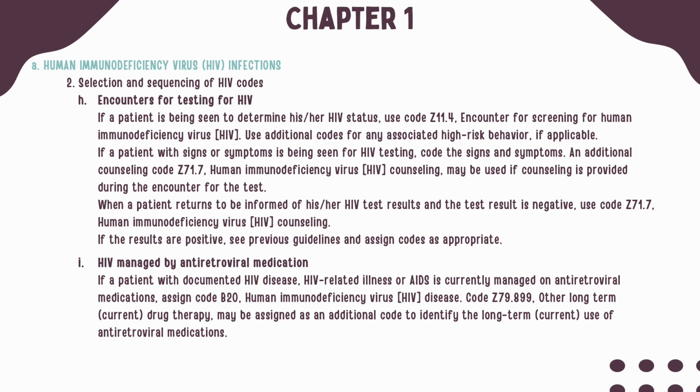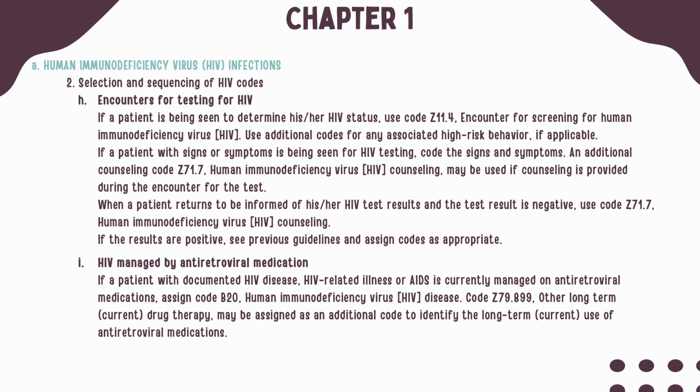If a patient is being seen to be tested for HIV, code Z11.4 should be assigned. If there are any associated high-risk behaviors, signs, or symptoms, you should code those as well. Also, if HIV counseling occurs, code Z71.7 can be assigned as an additional code. When the patient returns to go over the results of the HIV test, if the test result is negative, code Z71.7 should be assigned for the HIV counseling. If the results are positive, code as appropriate based on the aforementioned guidelines.